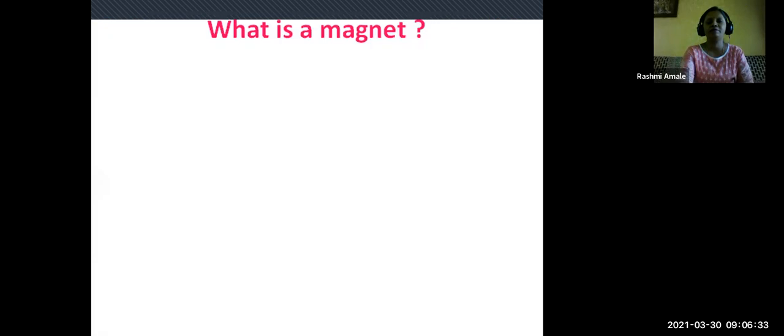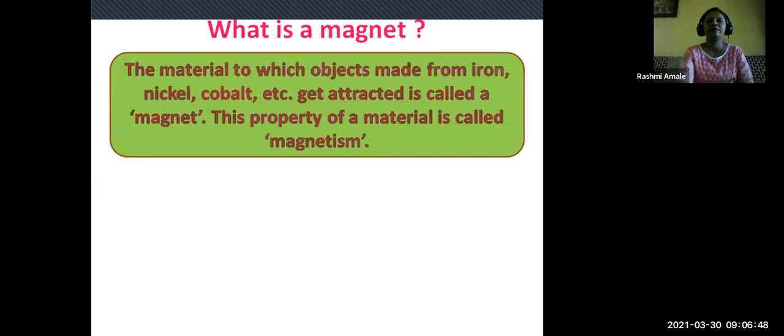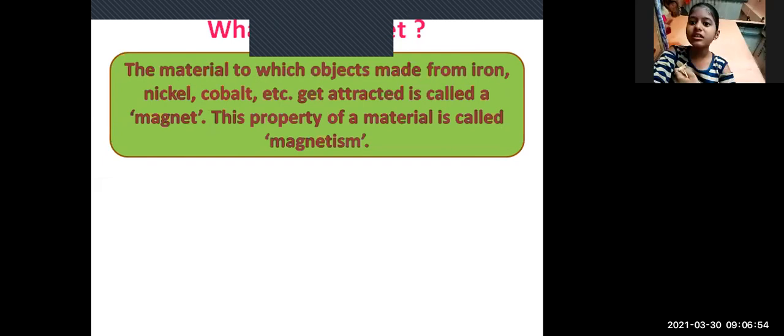All right. So children, what is a magnet? Who will tell me what is a magnet? Come on. It is a revision. So you all know already, we have studied this chapter. So what do you mean by a magnet? The material to which objects made from iron, nickel, cobalt, etc. get attracted is called a magnet.